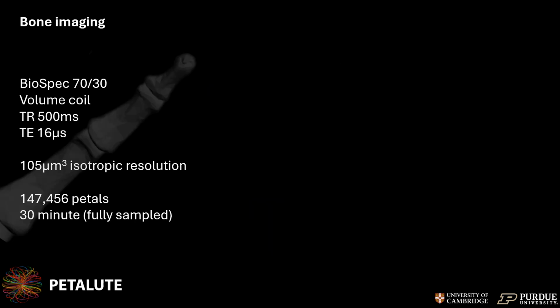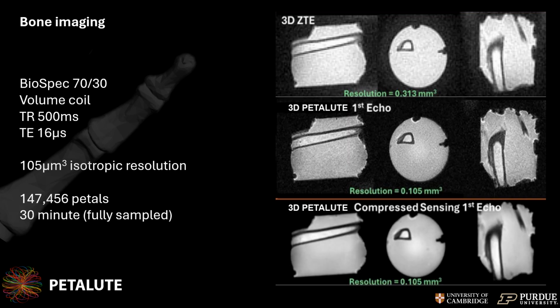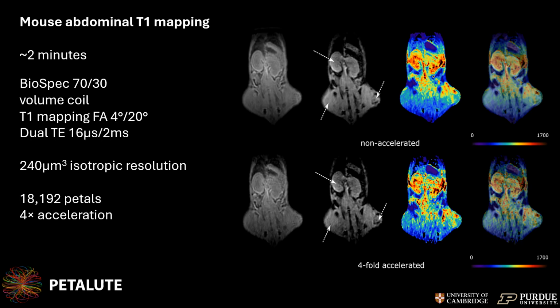We've applied this in a range of things already, for example in bone imaging compared against zero echo time sequences, we get higher signal to noise and higher resolution, so it's very promising. We've shown that the sequence is insensitive to motion. Here is free breathing abdominal T1 mapping with variable flip angles achieved in about 2 minutes. This is in a mouse.